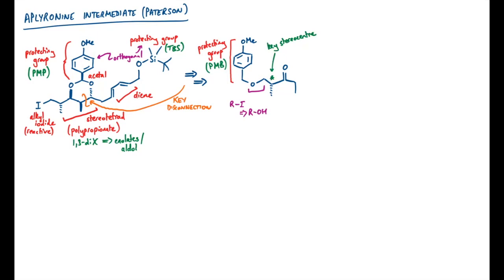So the plan in the synthesis would be to enolize here on the ethyl ketone. That should be easy enough. That's the less hindered side. And then we'll react it with an aldehyde. So perhaps something sensible will be like this one here.